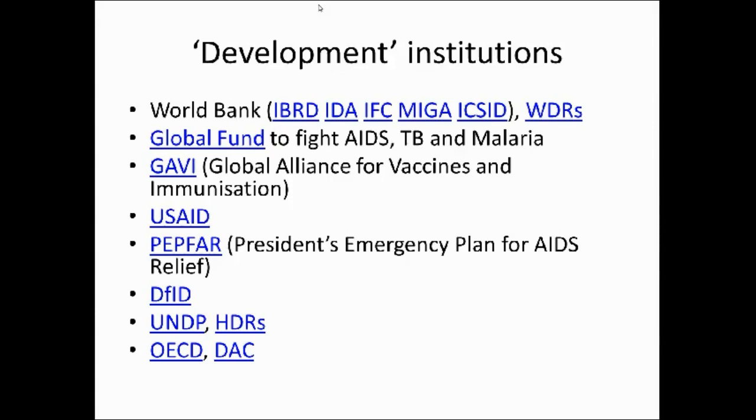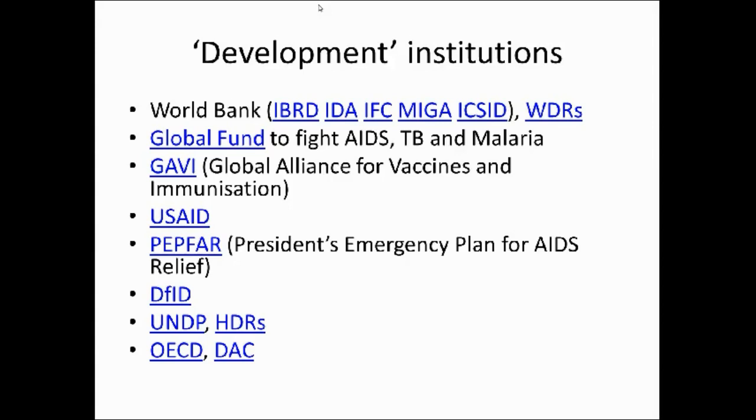Okay, the Global Fund to Fight AIDS, TB and Malaria, worth a visit. Gavi, the Global Alliance for Vaccines and Immunizations, has been very strongly supported by the Gates Foundation. USAID makes no secret of the fact that it delivers aid in order to further the interests of the United States. PEPFAR, the President's Emergency Plan for AIDS Relief, is one of the biggest donors for AIDS, a huge donor.